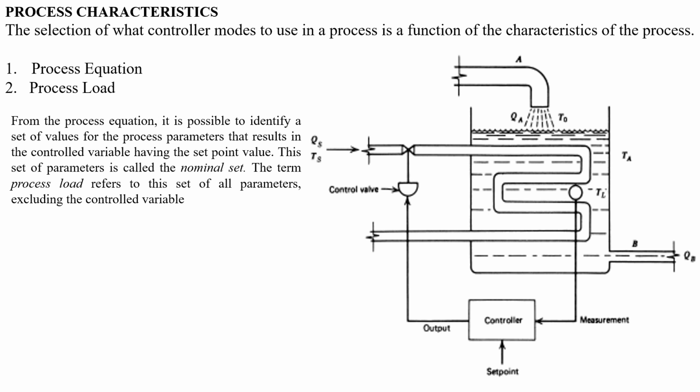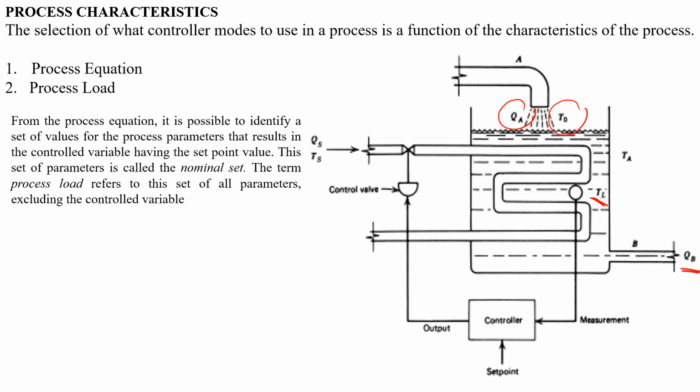So the inlet is here. This is the Q, which means the flow rate of the inlet liquid, the temperature of the inlet, and here this is the temperature of the atmosphere. This is the temperature of the liquid inside the tank, and then QB is the flow rate. Then QS is the steam flow rate and the steam temperature.